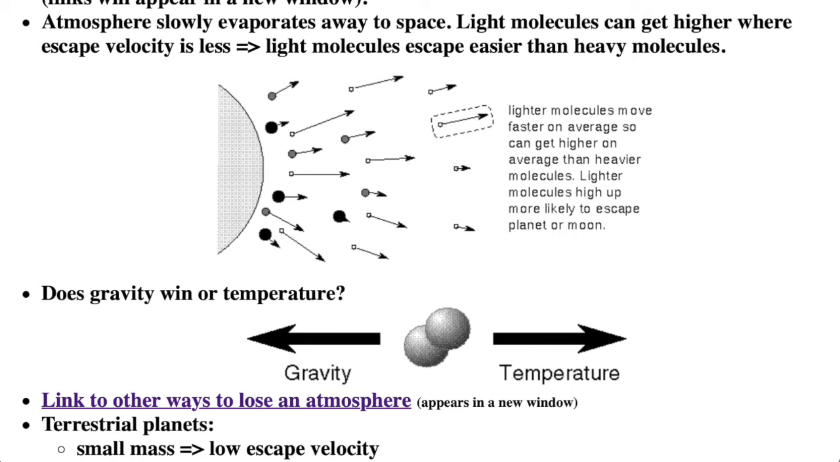So we have the competing effects of gravity and temperature. If you increase the gravity, the gas molecule will stick around close to the planet. If you increase the temperature, the gas molecule is more likely to escape into space. To determine which one wins, you have to do the calculation described in the Astronomy Notes textbook.